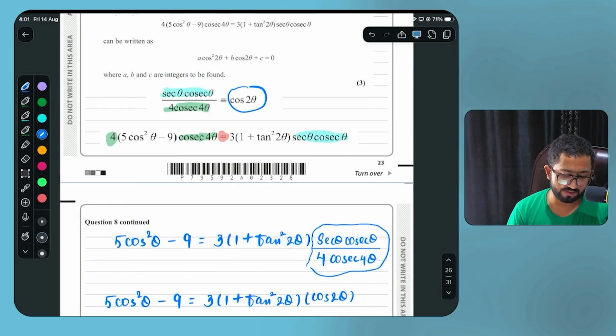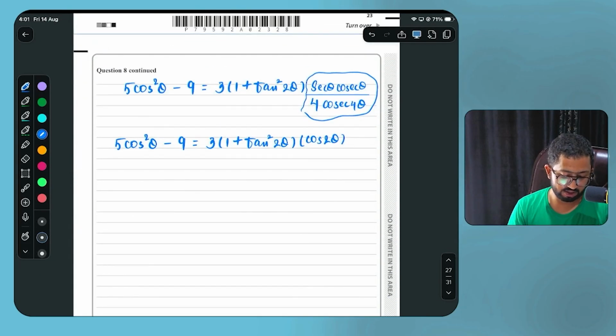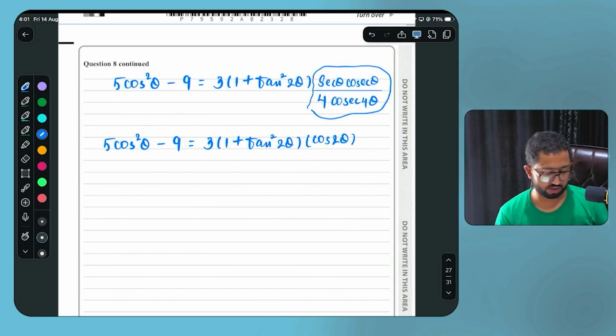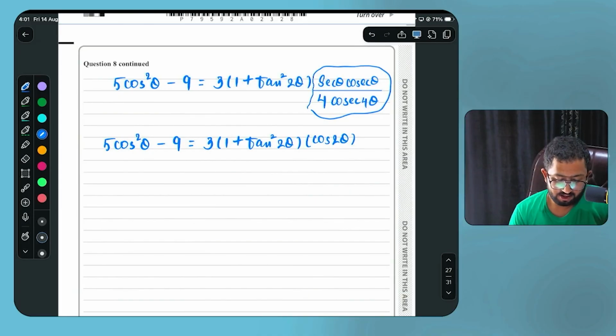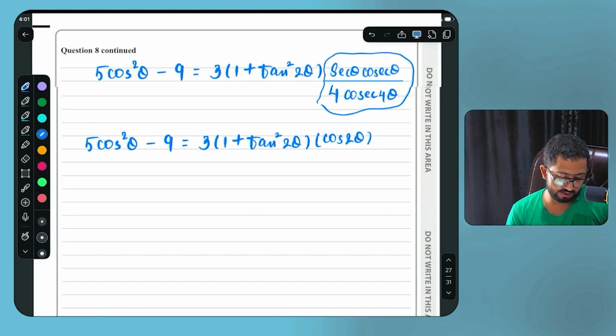Now the problem is, if you want to prove your answer can be written in the form of only in terms of cos 2 theta, so obviously if you want to get cos 2 theta, you need to remove cos square theta and tan square 2 theta. What can I do?